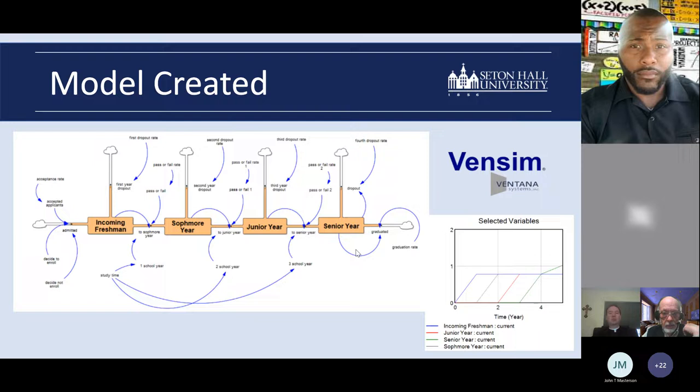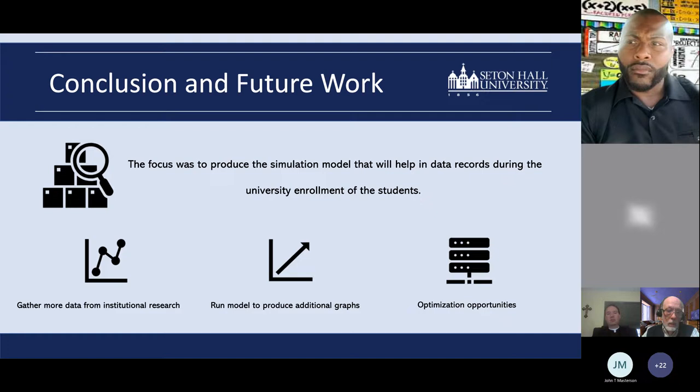The flows in here, we use ordinary differential equations to graph the changes in student enrollment. So, to quickly jump into our conclusion, our focus was to produce a simulation model that will help with the data records during university enrollment of students, but of course there is a lot more further work that we would do to improve our research.